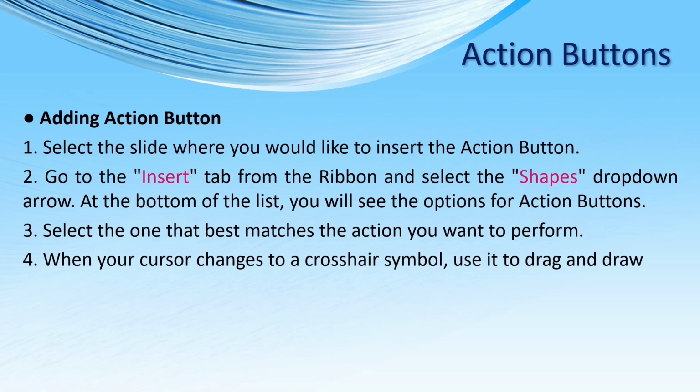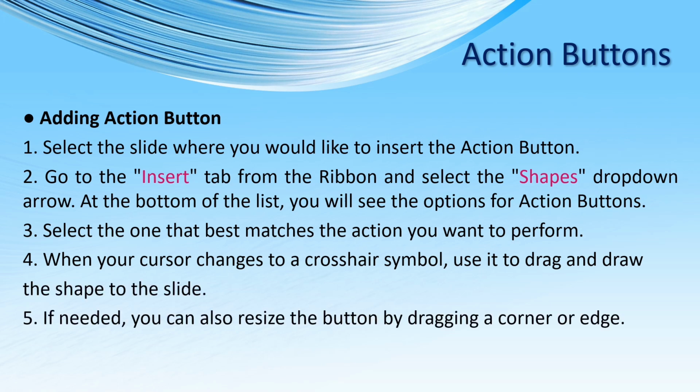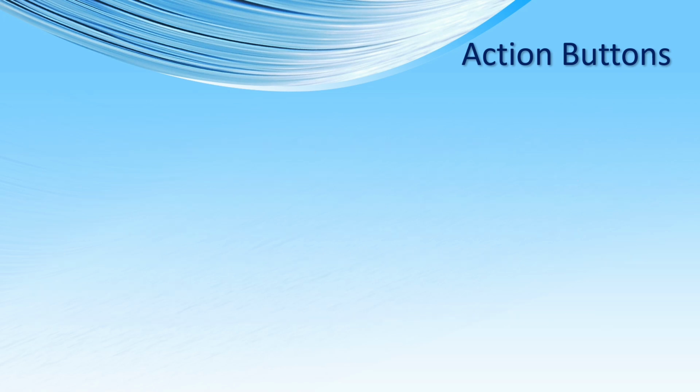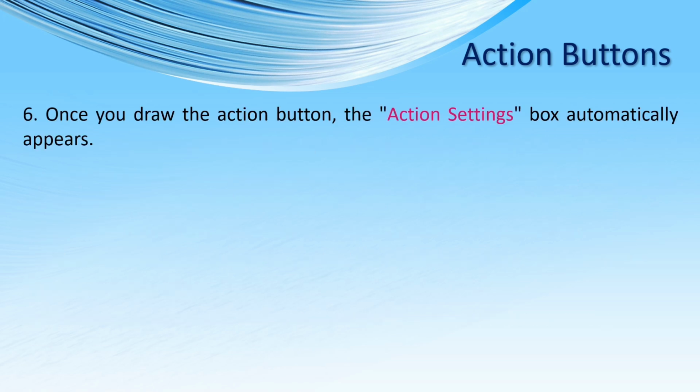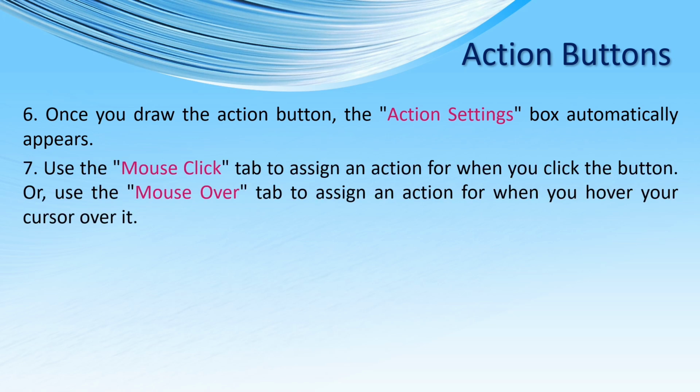4. When your cursor changes to a crosshair symbol, use it to drag and draw the shape on the slide. 5. If needed, you can also resize the button by dragging a corner or edge. 6. Once you draw the action button, the Action Settings box automatically appears. 7. Use the Mouse Click tab to assign an action for when you click the button, or use the Mouse Over tab to assign an action for when you hover your cursor over it.